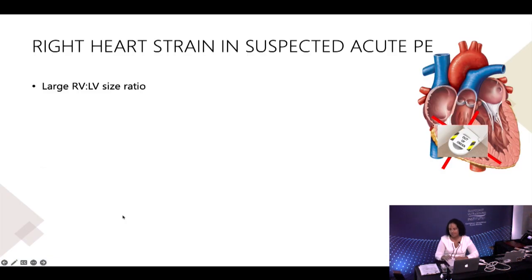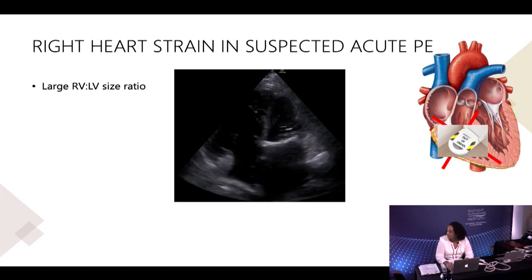Okay, so like I said earlier, when I think echo and pulmonary embolism, I'm looking for right heart strain. So what are some signs of right heart strain? The first one we talked about earlier was the large right ventricle to left ventricular ratio. In this case, this view right here is not the most optimal. What view is this again? This is an apical fourth chamber.